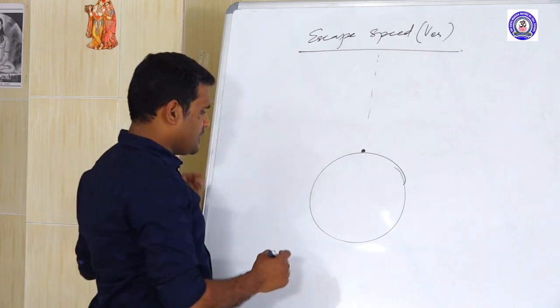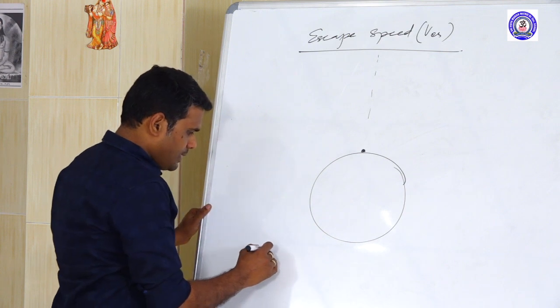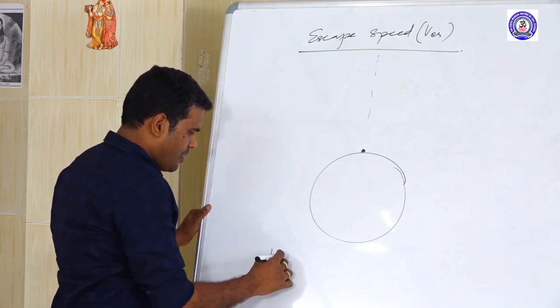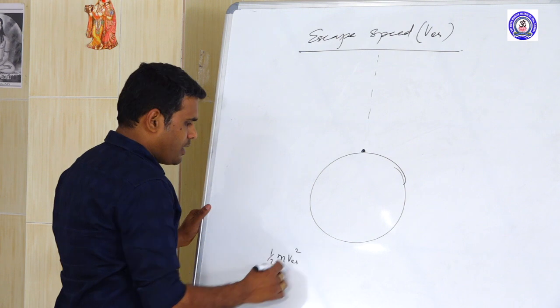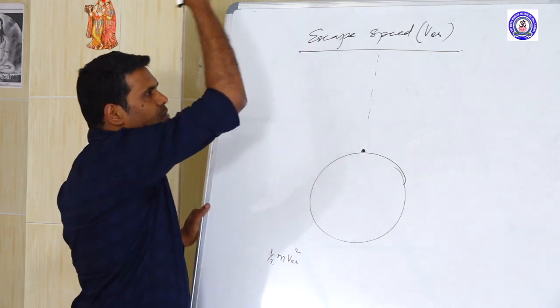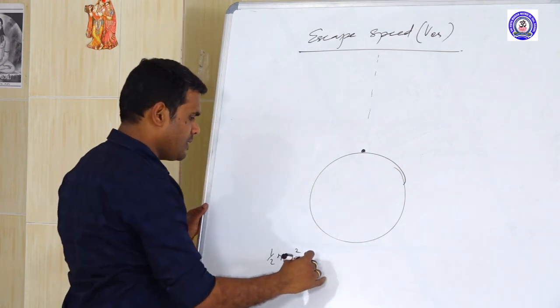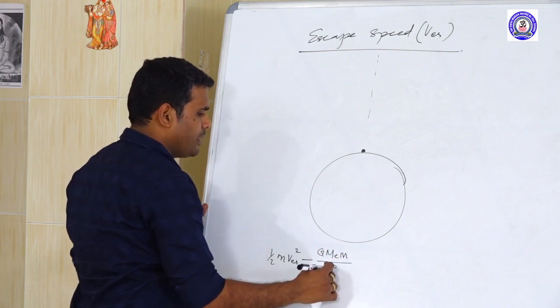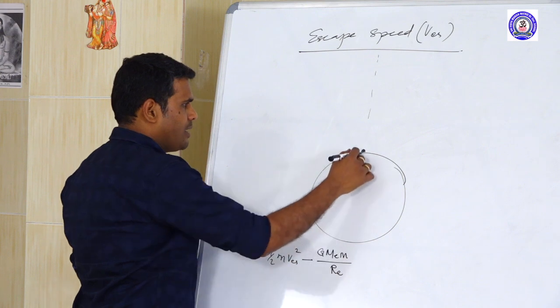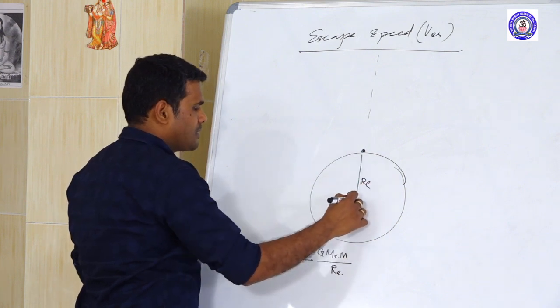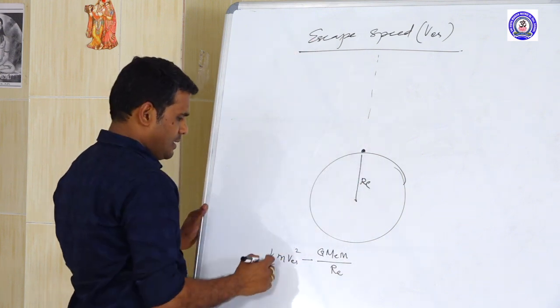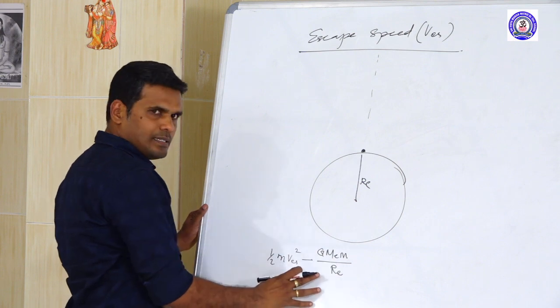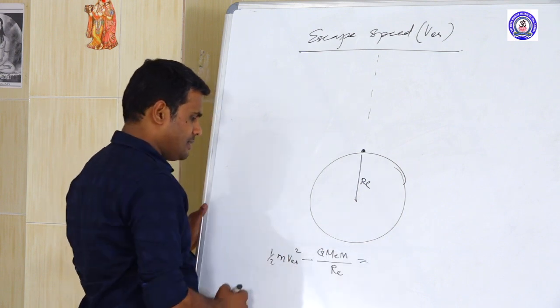At the initial position, the kinetic energy is half m v escape square, because this is the velocity with which the object has been projected from the surface of earth. Potential energy is minus G Me m divided by Re, where Re is the radius of the earth from where it has been projected. This is the total initial energy.